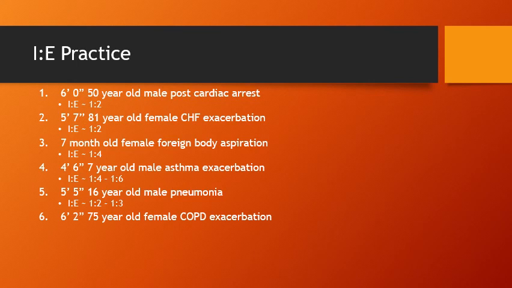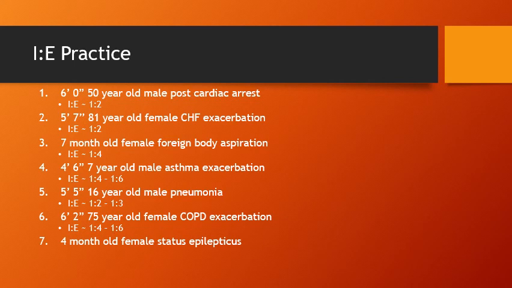Patient number 6 is our 75-year-old female with COPD exacerbation. Go ahead and pause the video and pick an appropriate I to E ratio for her. And again, COPD exacerbation, and this is obstructive pathophysiology. So we're going to use an I to E ratio of 1 to 4 to 1 to 6 to give her adequate time to exhale.